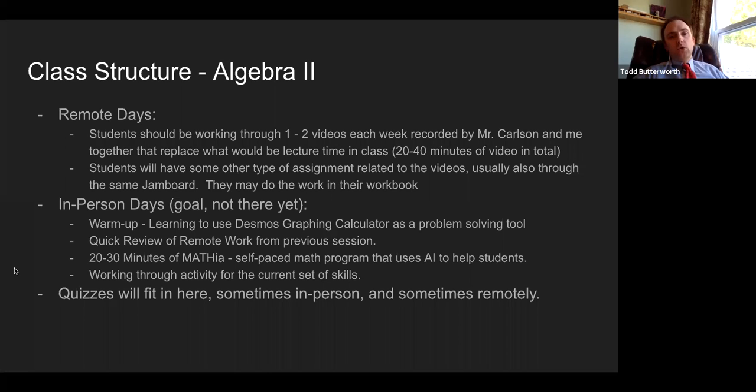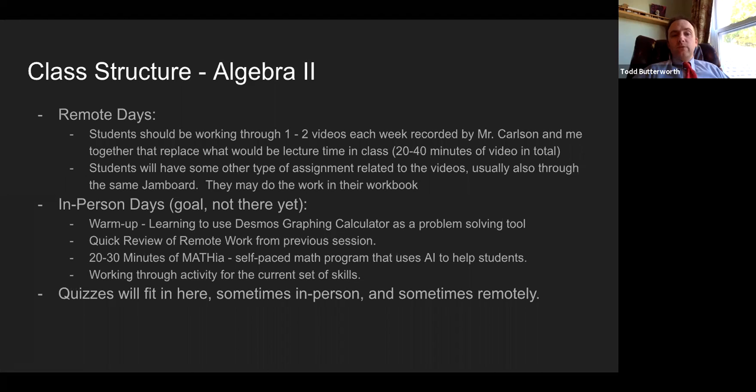For the in-person days, this is the goal. We're not quite there yet, but we're trying to get there. It's been a crazy start to the year, but this is our goal. The goal is there's going to be some sort of warm-up. It'll usually be through Desmos. Desmos is just an online graphing calculator that the students will be using to give them visual access to the graphs that we're looking at. It's a very useful tool that we'll be using throughout the year, so we want to get them really comfortable with it. And that may change as the year goes on in terms of whether we're doing the warm-up with Desmos or something else, but that's where we are right now.